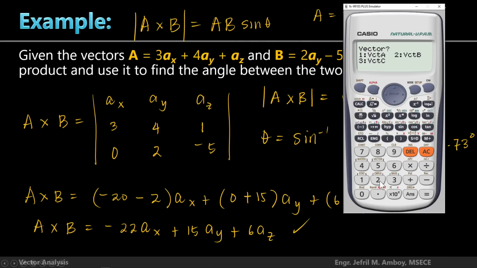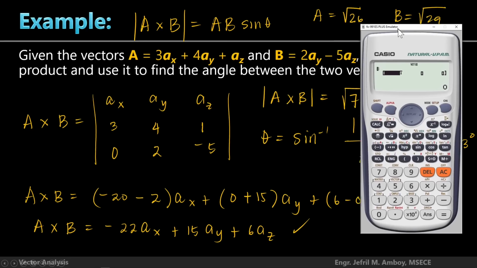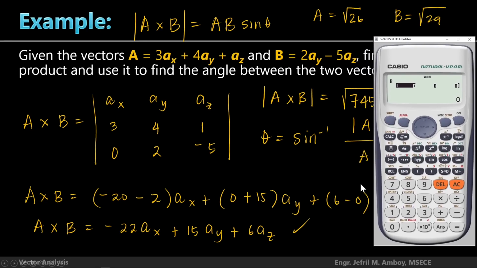So we create vector A by pressing 1. It's a 3-dimensional vector. So, we press 1 and input the vector components 3, 4, 1. 3 equals 4 equals 1 equals. And then, shift vector and then data. Now, we'll create vector B by pressing 2. Also, vector B is a 3-dimensional vector. So, we press 1. So, what are its vector components? 0, 2, and negative 5.